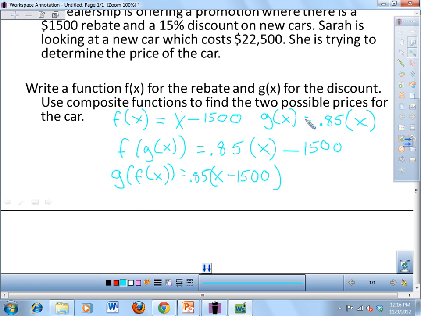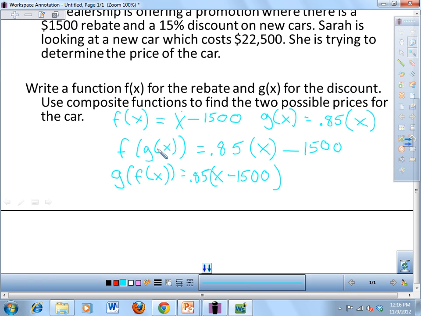Yeah, this one is better, right? Because you're taking that discount first, and then you're getting $1,500 off the discounted price, rather than taking the discount first and then taking the $1,500, because you're getting less of a discount, right? Because you're getting a discount off a discounted price. You understand? So that's the difference between this being f of g of x and g of f of x, and it depends on what order.